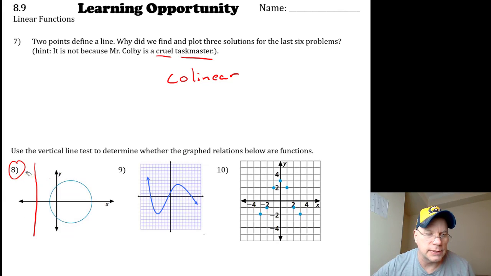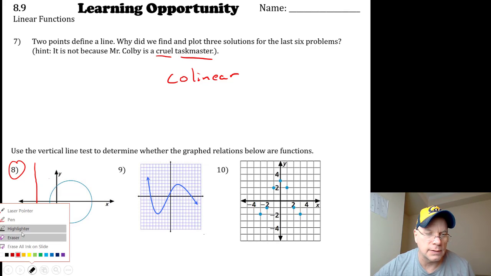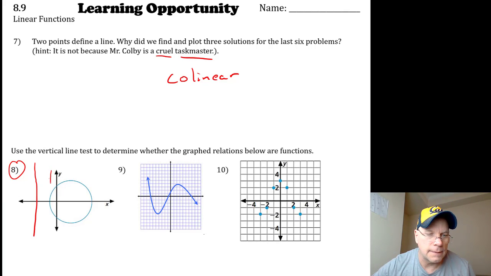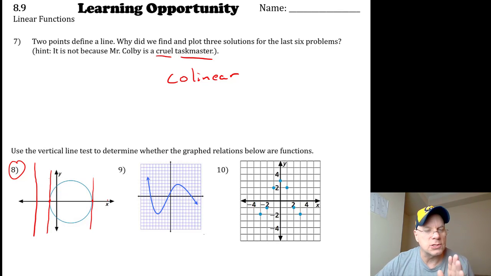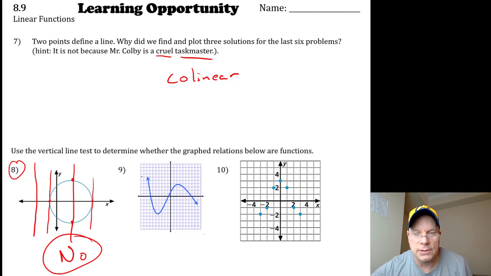If I could draw a vertical line right here, which I probably can't, I actually did it pretty well. That point and this point right here are the only 2 places where I can intersect a single point on that circle. Anywhere else I'm going to intersect 2 points. So I gave you a long-winded answer. The answer is no. That is not a function.